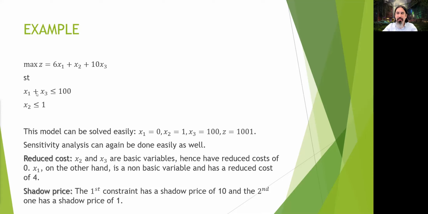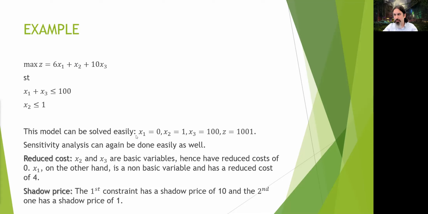Okay, x2 is independent from x1 and x3, so I can just pick x2 as 1, which will give me a value of 1 over here. And between x1 and x3, I have to check which one gives me more value, which is x1 is giving us 6 and x3 is giving us 10, so x3 is giving us more value. So x3 is equal to 100 and x1 is equal to 0 is a solution for me, which is also the optimal solution over here. So I will get 10 times 100 plus 1, 1001. So my Z value is 1001, my x1 is 0, my x2 is 1, and my x3 is 100.